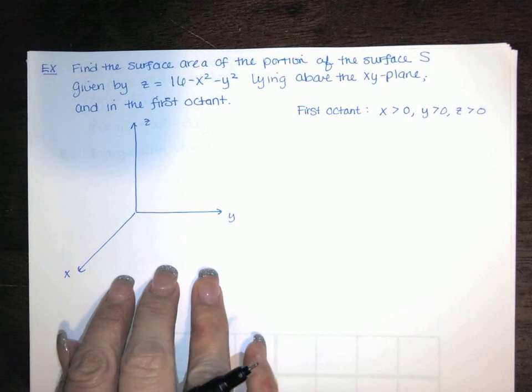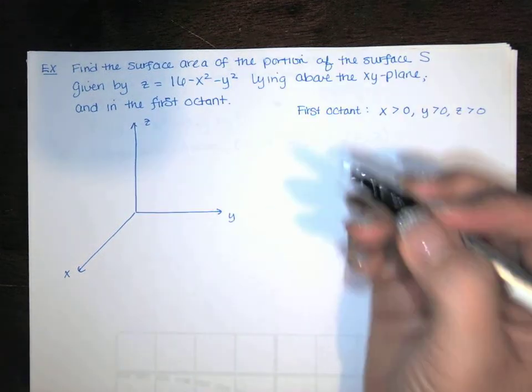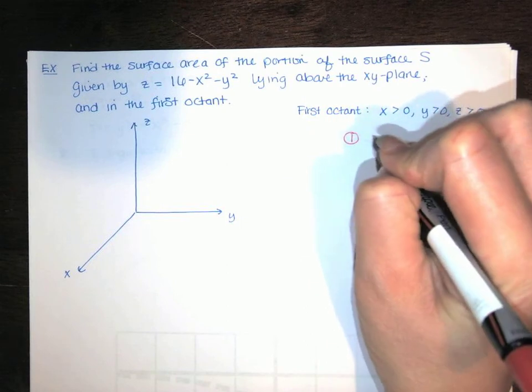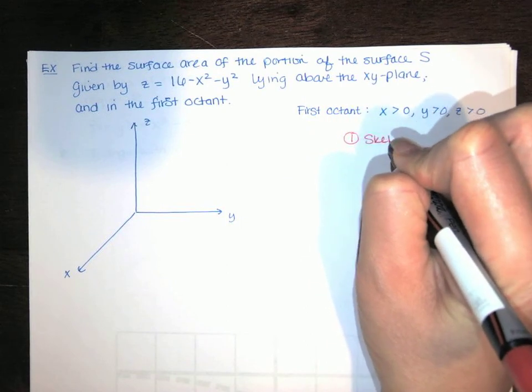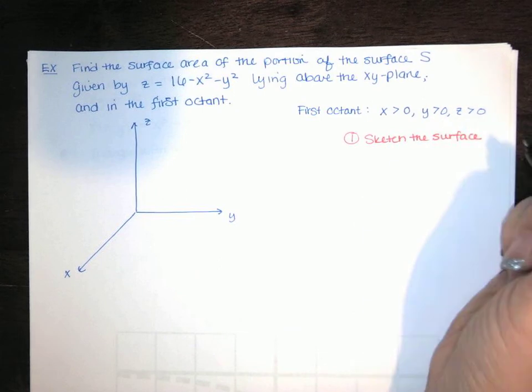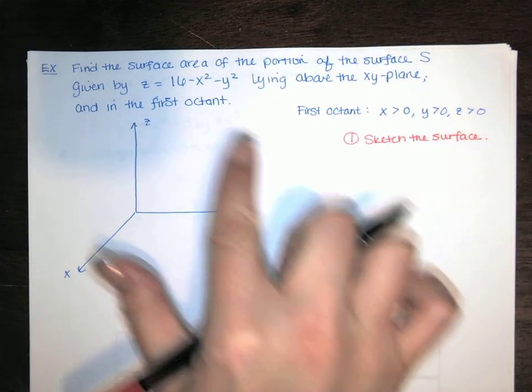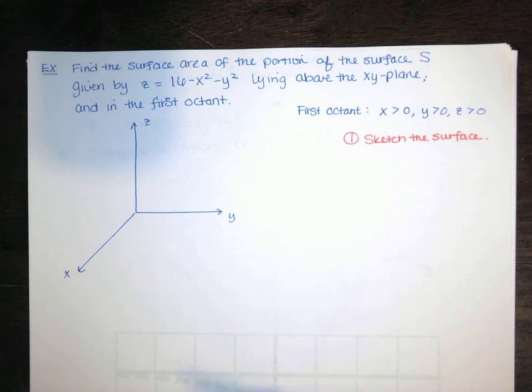Well, in order to figure out what that looks like, it's helpful to sketch the surface first. So let's start by sketching the surface. And then we'll have to find the projection of the surface onto the xy plane for that part of the surface that lies in the first octant.